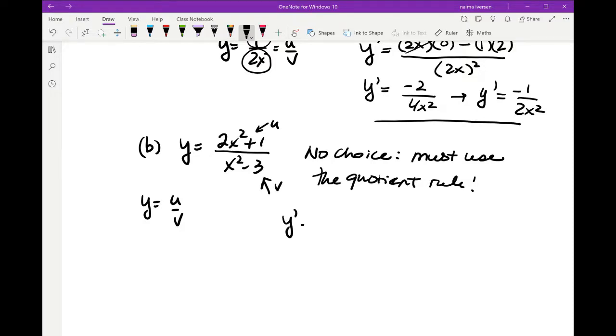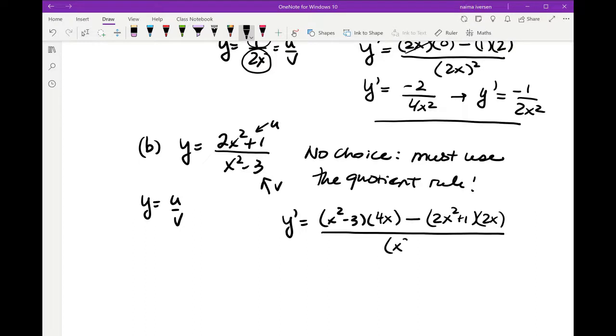So your y prime value is your bottom function, x squared minus 3, times the derivative of the top. The derivative of 2x squared is 4x. The derivative of plus 1 is 0. Minus your top function, 2x squared plus 1, times the derivative of the bottom. The derivative of x squared is 2x. The derivative of minus 3 is 0. All divided by the bottom function, x squared minus 3, squared.